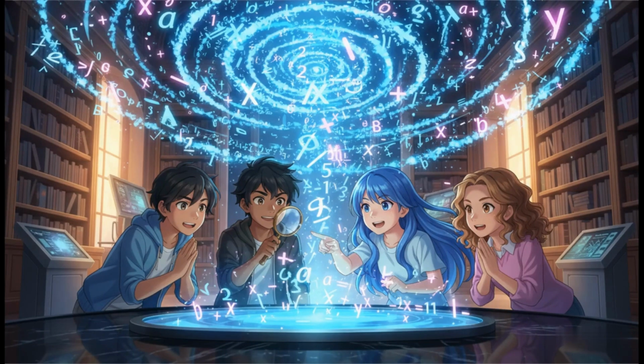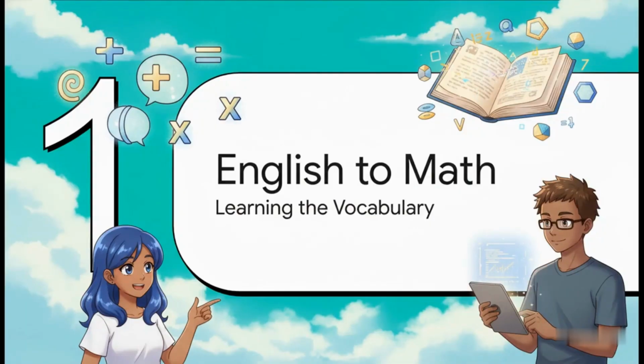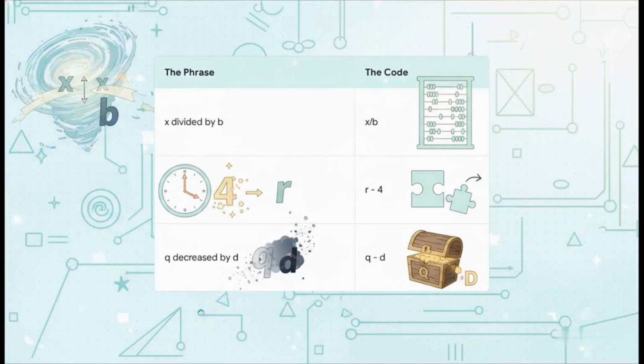Algebra is a language, and once you learn to speak it, you can solve all kinds of puzzles. Now, with any new language, the first thing you've got to do is learn the vocabulary. For algebra, that just means translating simple English phrases into math. And trust me, it's probably more straightforward than you think. Take a look. x divided by b becomes, well, x over b. Simple enough. Now, 4 less than r, this is where you have to pay attention. It's r minus 4, not the other way around. The order is key. And q decreased by d is just q minus d. Just like that, you're starting to speak the language.